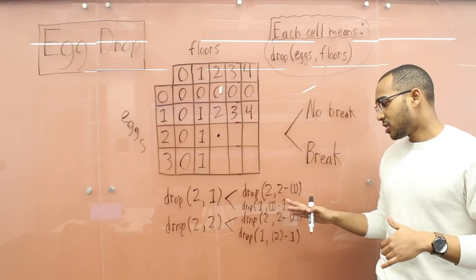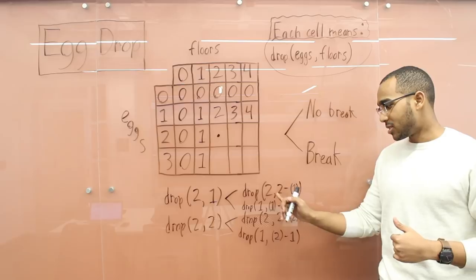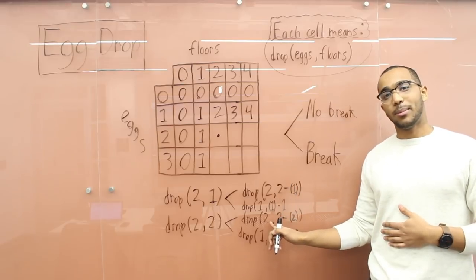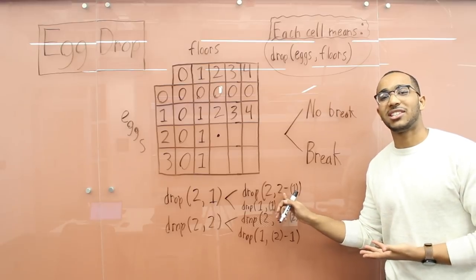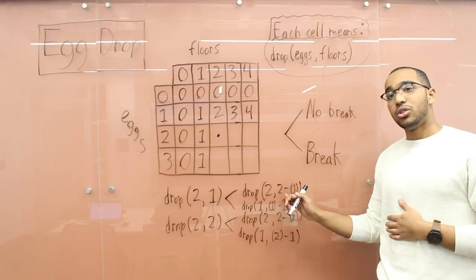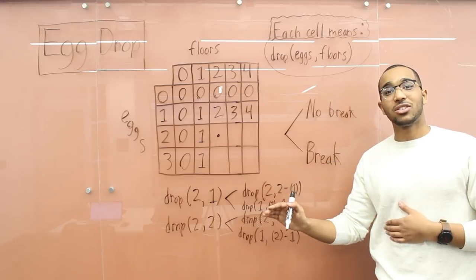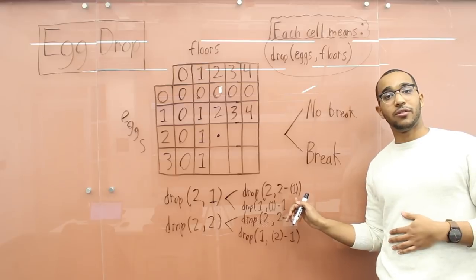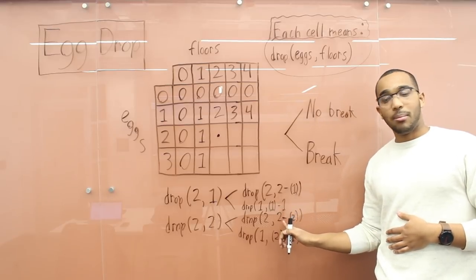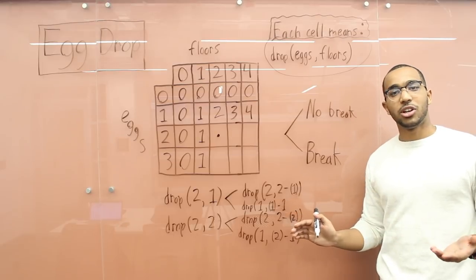Okay, so here's the simulation. If it does not break, I keep the same amount of eggs, but I go upwards because I want to investigate upwards. I do the amount of floors that I'm testing for this cell minus the floor that I'm simulating on. So 2 minus the simulation floor, 1. So 2 minus the simulation floor of 2. So what does that materialize into?